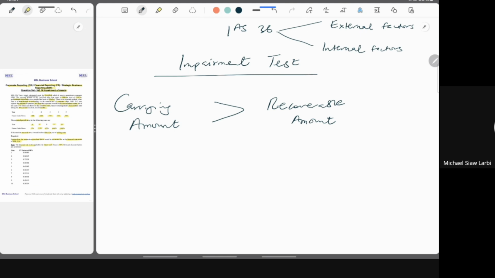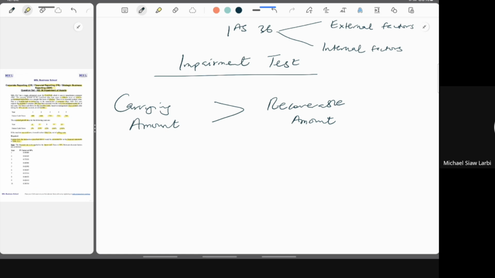At the very basic level, this is what IAS 36 has to say. When you're testing for impairment, once your carrying amount exceeds your recoverable amount, the asset is said to be impaired. Carrying amount is what we know under the relevant standard. So for example, under IAS 16, your carrying amount under the cost model will be the cost less any accumulated depreciation, less any accumulated impairment losses, right?